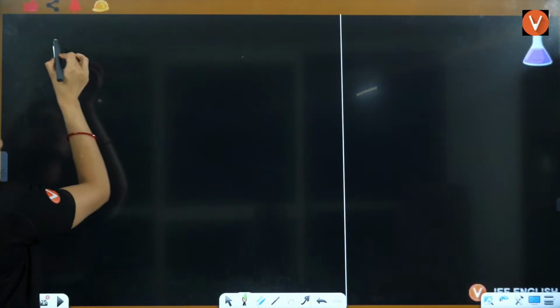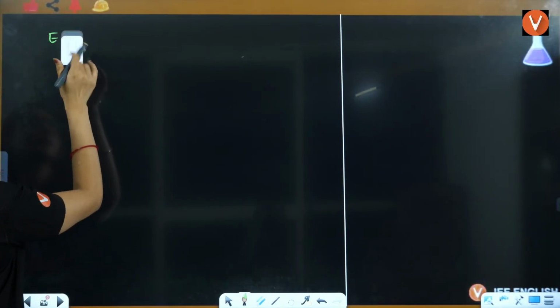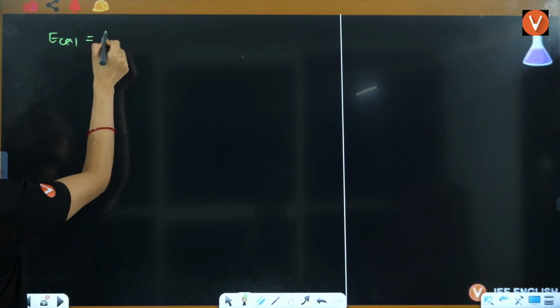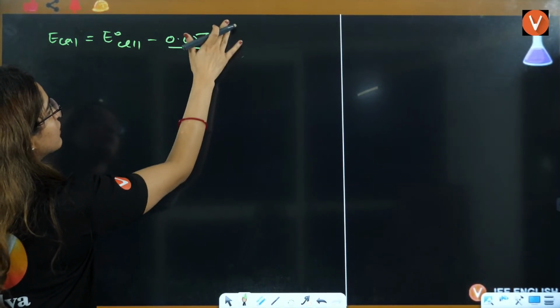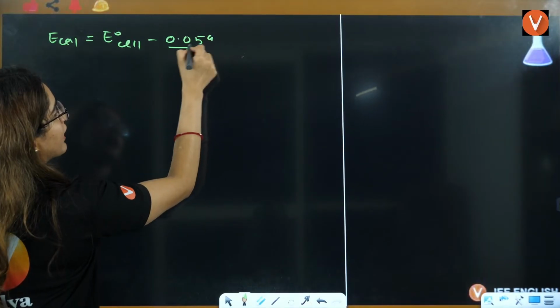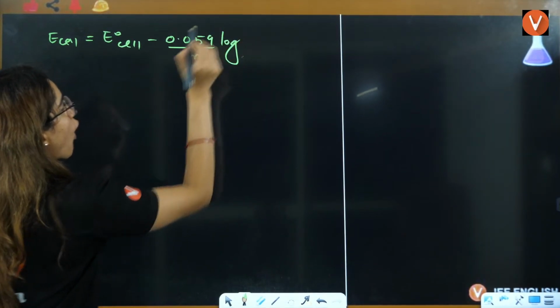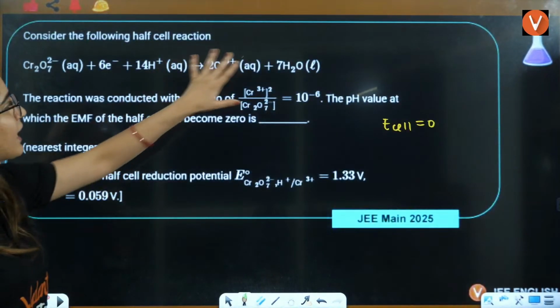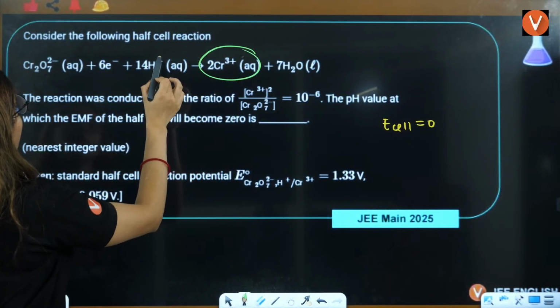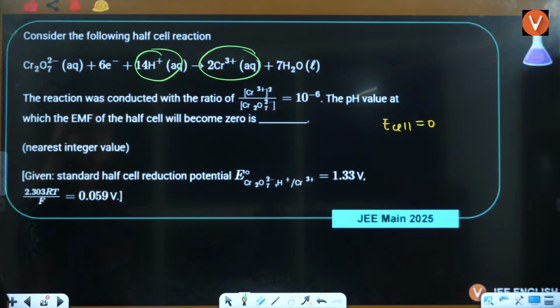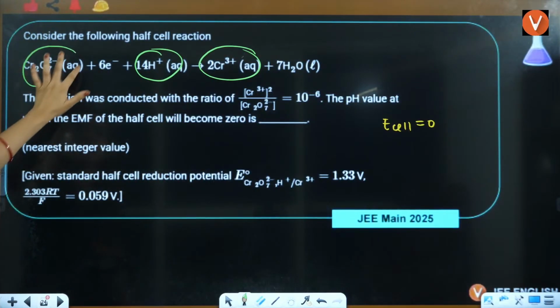What is the formula, guys? Formula is E cell, which is given to be 0, equals E naught cell minus 0.0591, or you can just say 0.059, divided by n, log of product by reactant. This is product and this is the reactant, right? And this is also the ion, this is also the reactant.